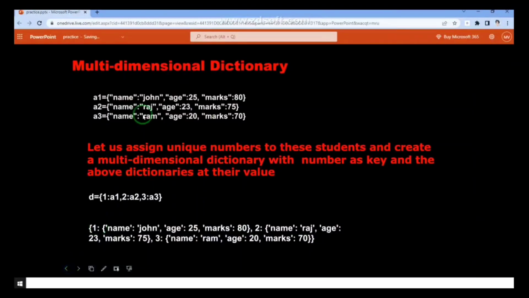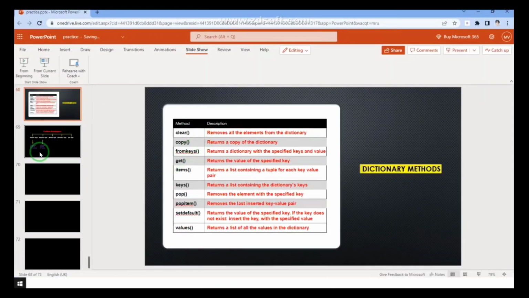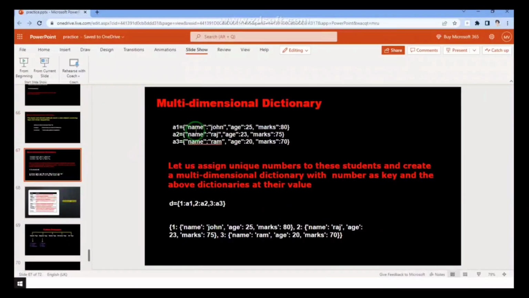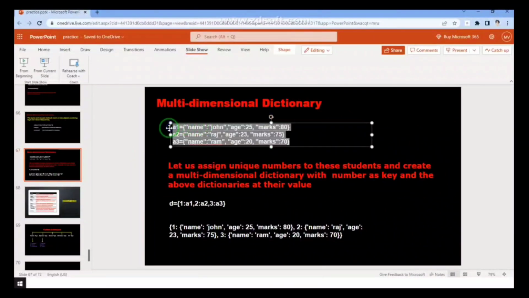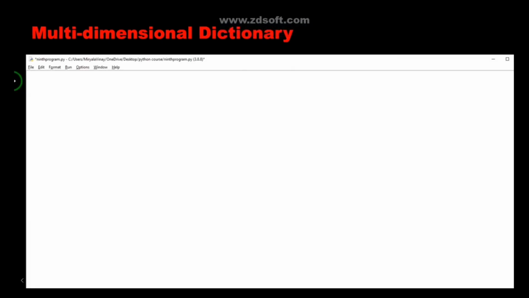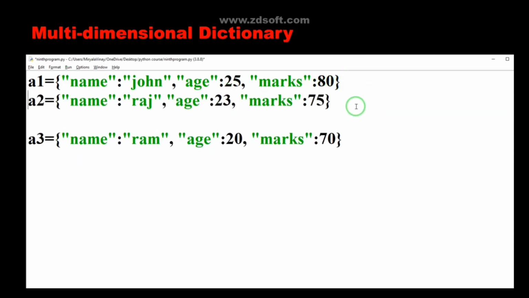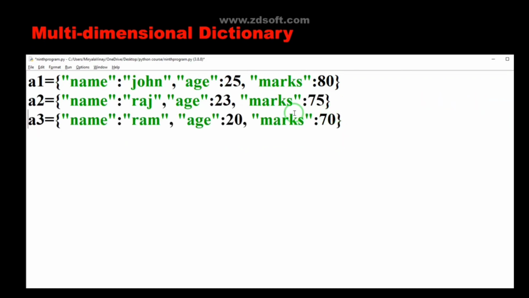Sorry guys, wait a minute. Let me copy this. Let me delete all these things. We have these three dictionary values. I have a dictionary called A1 with the name John, age 25, marks 80. Three key value pairs, and another dictionary A2 and another dictionary A3, as you can see.